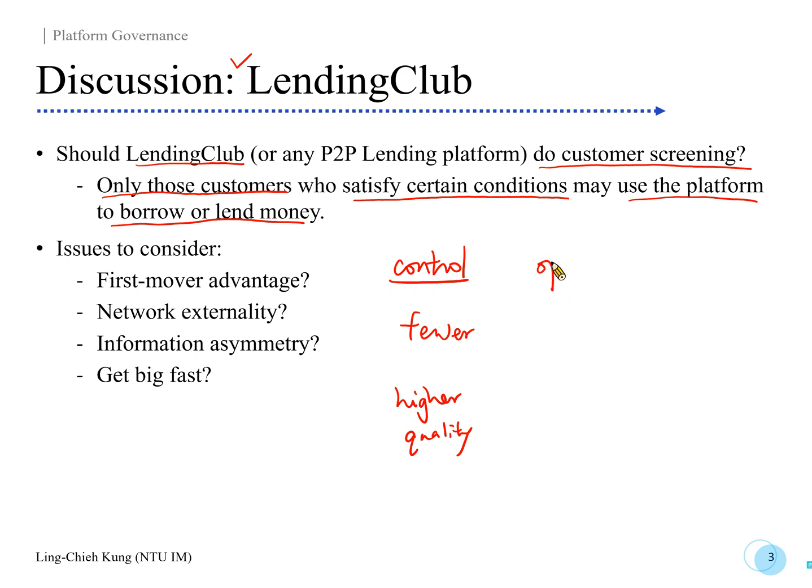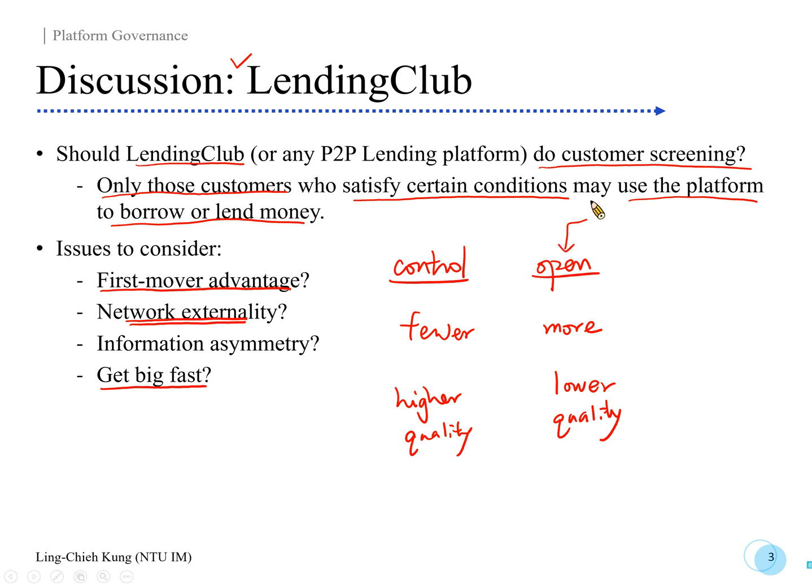Or if you don't do any control, if you do some open strategy, all right? If you open to everybody, you're going to have more users, but typically they're going to have lower quality, all right? So obviously the trade-off is very typical. So now coming back to this issue, do we want to have first mover advantage? That means we first enter a market, try to get big fast, so that we may utilize network externality to get a lot of consumers. That's pretty much your opening strategy, right?